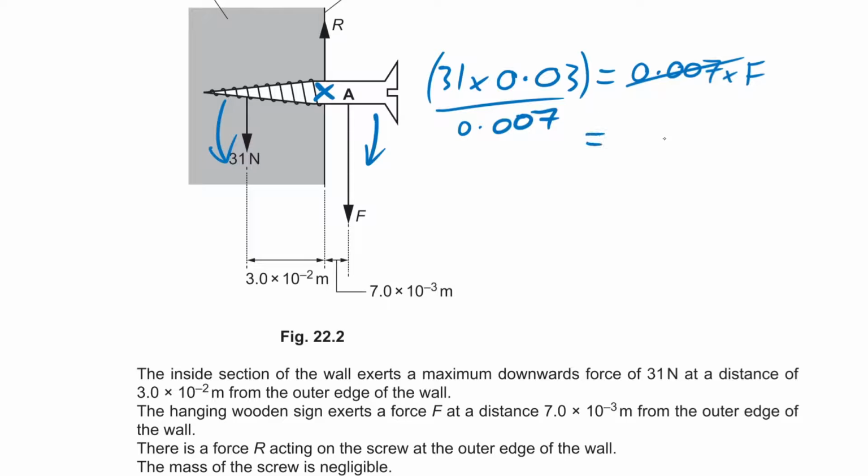that gives us 133 newtons, but we know that's equal to mg. We're looking for m, therefore we're going to divide that by g, 9.8. And we get to 2 sig figs, 14 kilograms.